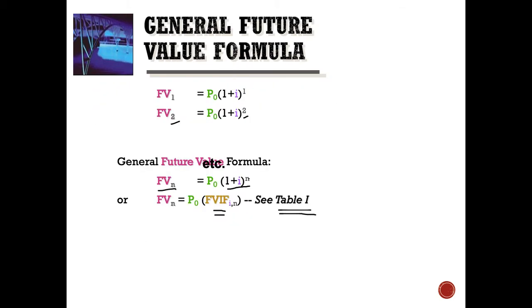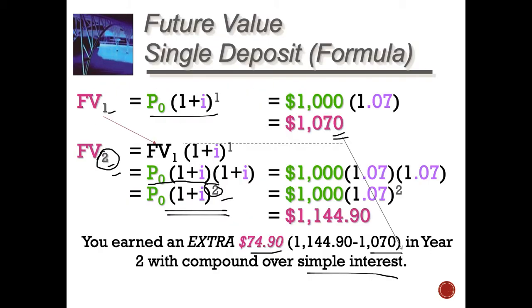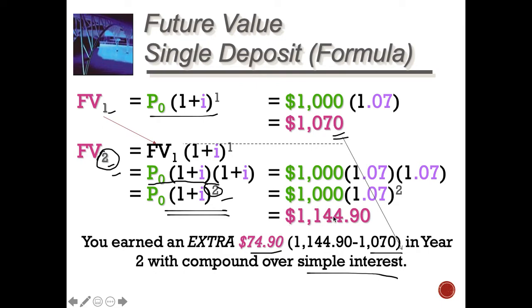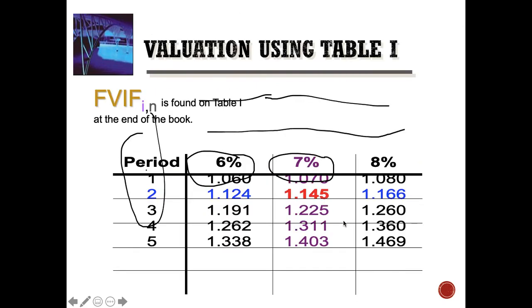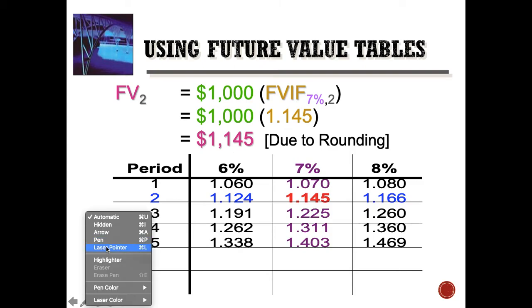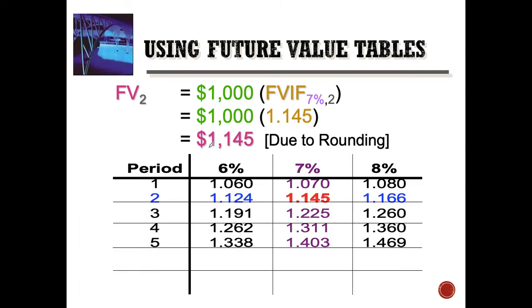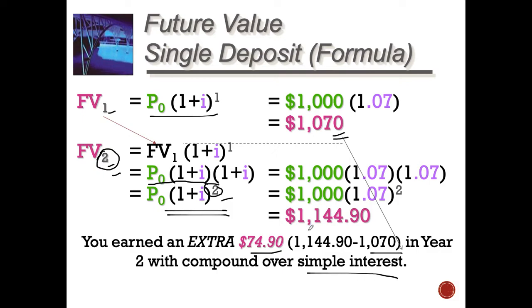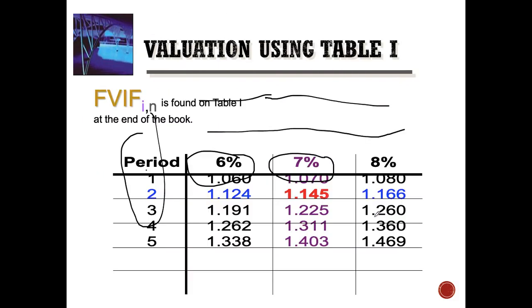Why is it a little bit different from this one, $1,144.90? It's due to rounding. Actually the results should be the same between using the value table and using the formula. This one is using the value table, and this one is using the formula. Almost the same. The difference is due to rounding.